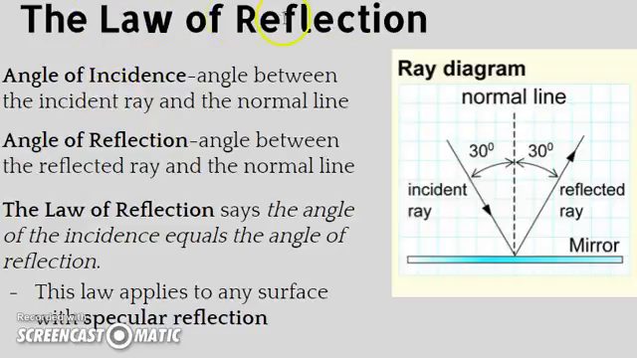But the law of reflection comes into play every time and any time we're looking at light reflecting off a surface. We're talking about the angle of incidence. That's going to be your interior angle here, your angle of reflection. The law of reflection simply says that the angle of incidence equals the angle of reflection. And this applies to any surface with specular reflection.